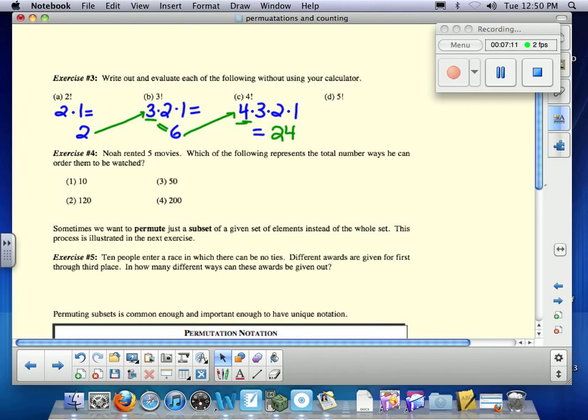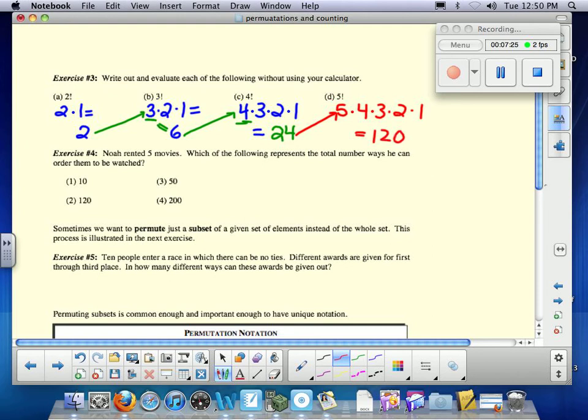Anybody want to guess what's going to happen when we go to 5 factorial? 24 times 5, 120. So 120. We just added that new number at the front to multiply. Just making some connections there with 2 factorial, 3 factorial, 4 factorial, 5 factorial.